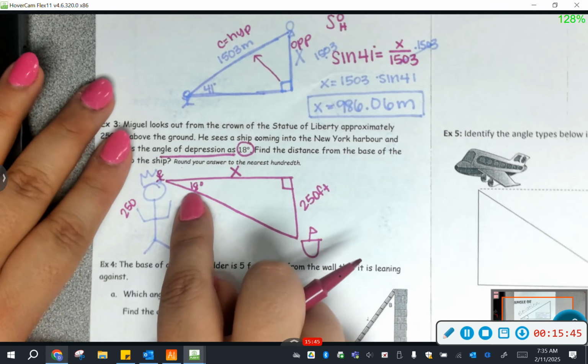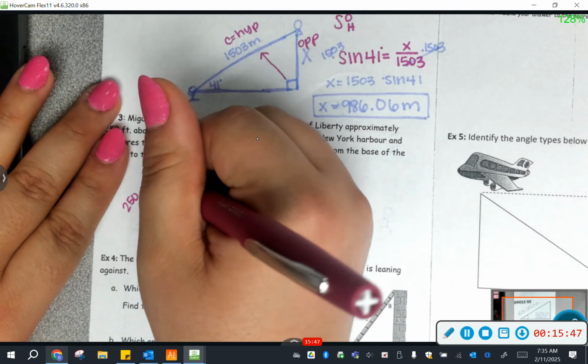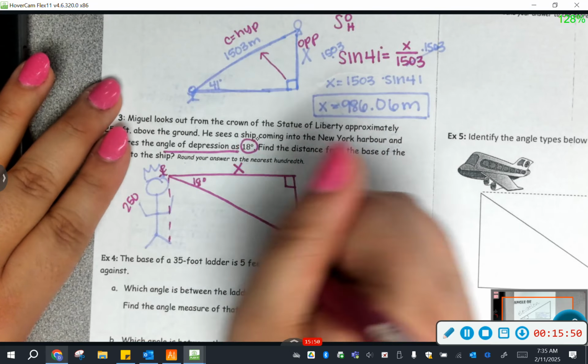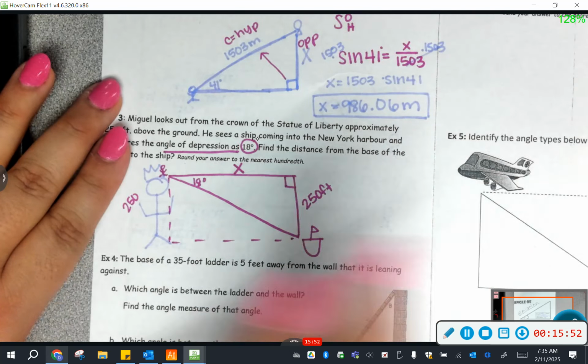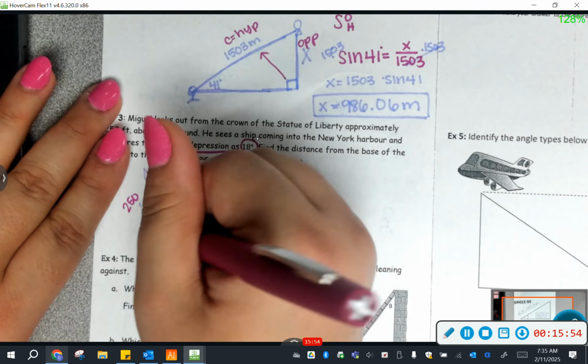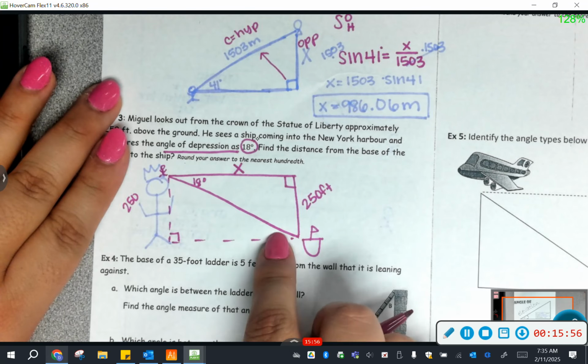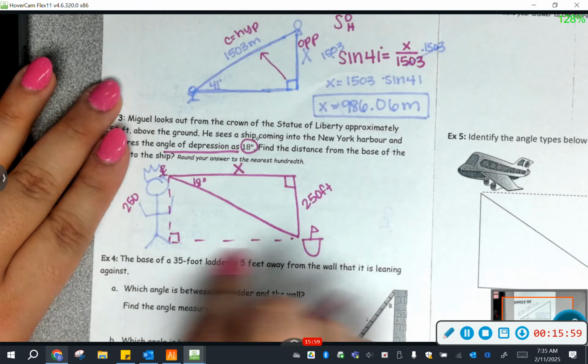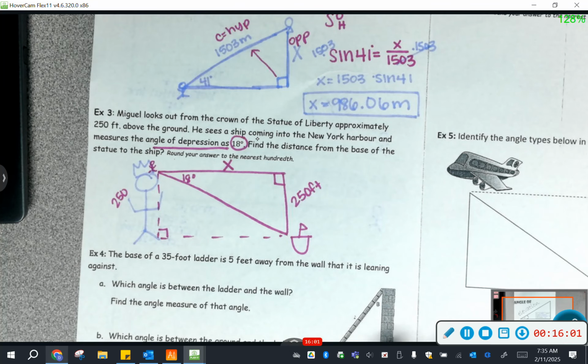Okay? I ended up doing it like this. It's the same triangle. Don't you agree I could draw another triangle like this? Don't you agree that would be the same thing? This would be 250, this would be x. What would that be? 18. Yeah. So it's all the same thing.